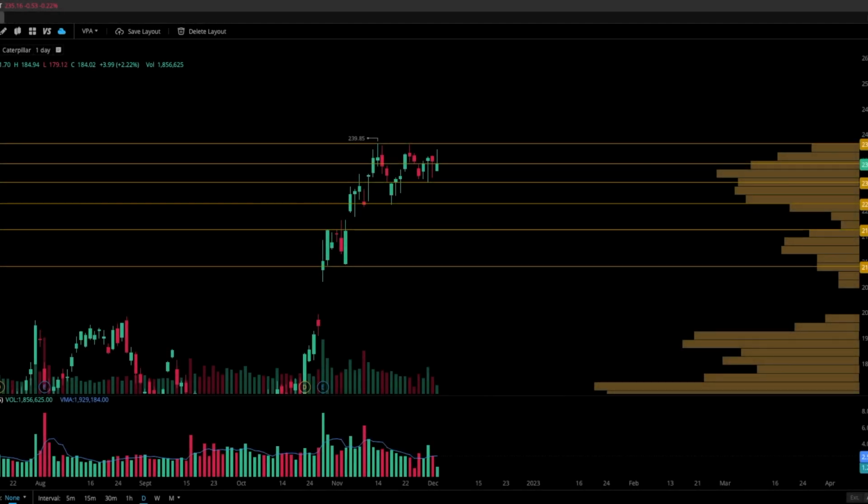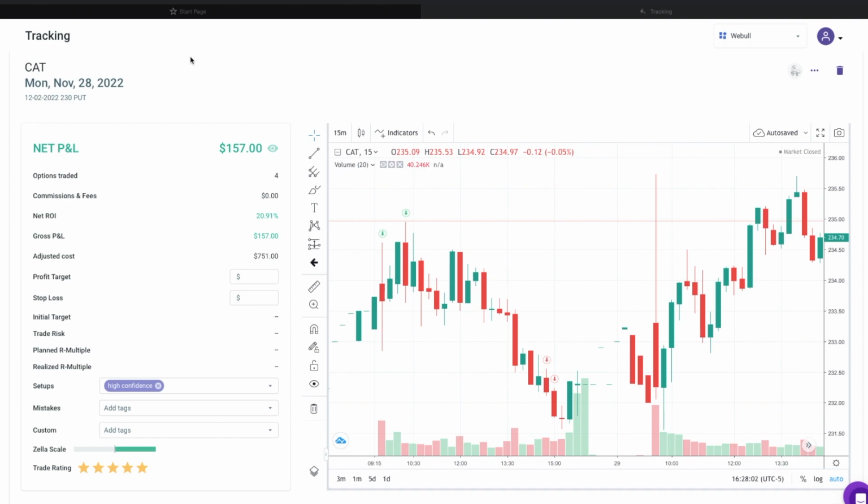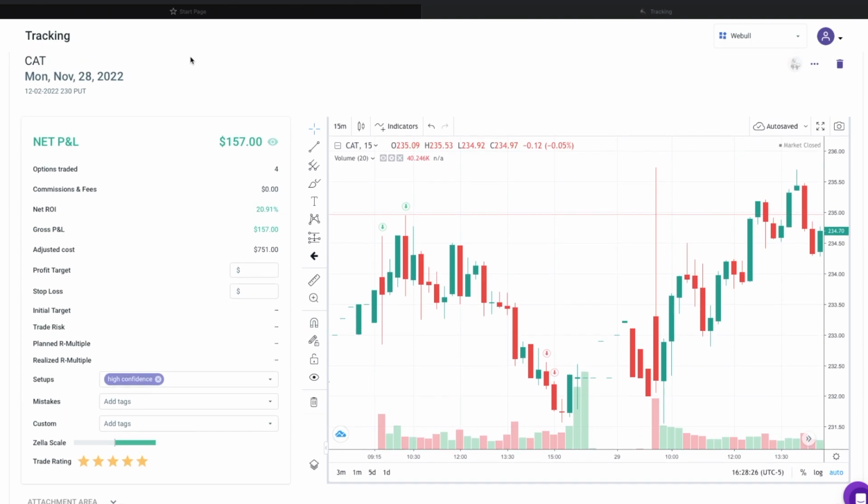What's good, guys? Today I'm going to be going over some charts and kind of build it in with how I find a high confidence setup. This was a choppy week, and one of my favorite trades that I took this week was on Caterpillar. I took this trade on Monday and I got a 21% return playing it to the downside.